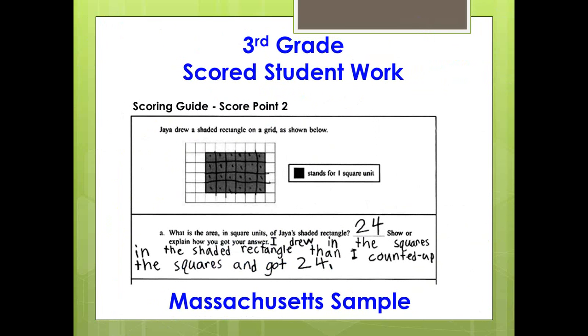Okay, so let's look at some student work. So this is a constructed response. As I stated, I wasn't sure from the beginning if this was an extended response or just a constructed response. And since it is graded off of a 2-point rubric, I know it's a constructed response.